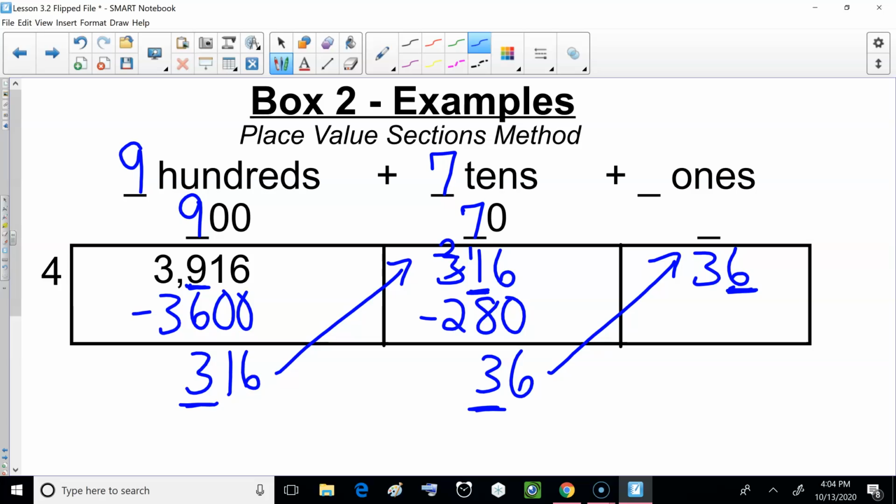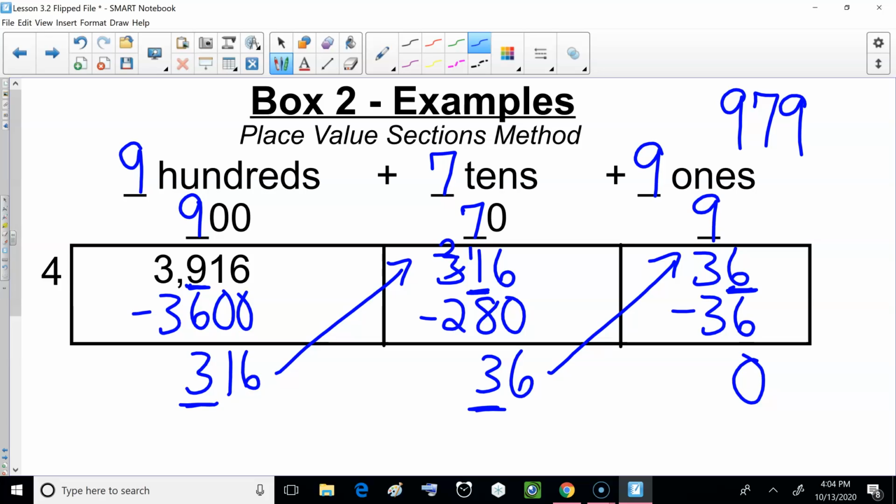So if I look over here in my hundreds, well, 9 times 4 is already 36. So I'm guessing it's going to be 9 again. 9 times 4 is 36. 36 minus 36 gives us an answer of 0. So 4 divided by 3,916 would be 979. You can pause the video again.